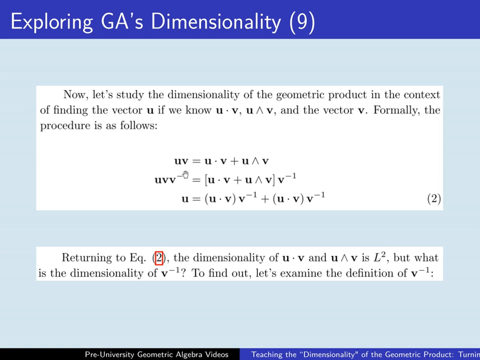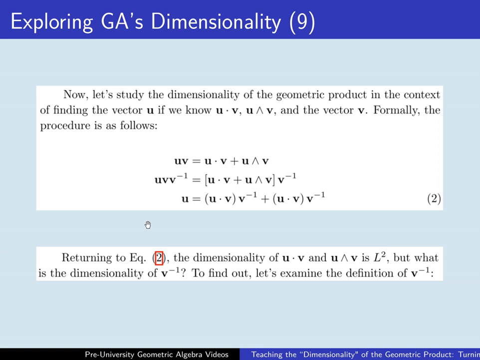Now, to solve for u, we're going to multiply on both sides by the multiplicative inverse of v. That undoes the multiplication by v and leaves u, and of course the geometric operation that we call addition has the distributive property. So this factor here just distributes, and now we get u dot v times the inverse of v plus, this should be a u wedge v here, I apologize for that, times the inverse of v. And so now formally we have the solution.